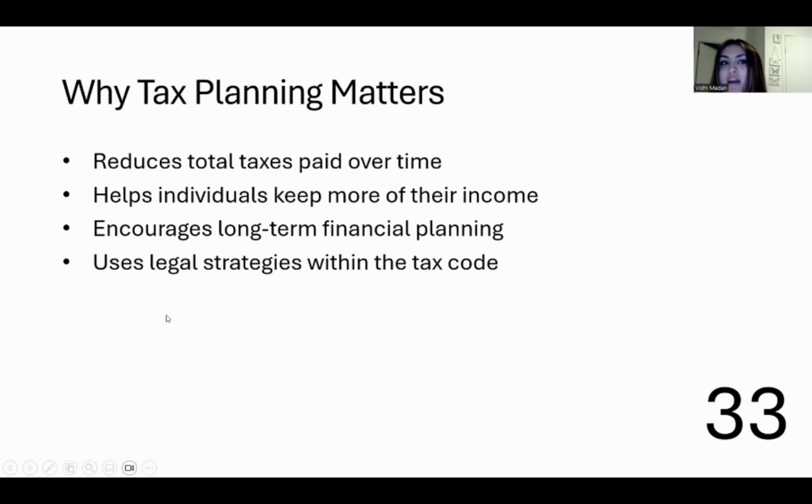Why does tax planning matter? It reduces total taxes paid over time, helps individuals keep more of their income, encourages long-term financial planning, and uses legal strategies within the tax code. Overall, in our entire presentation, and learning objective 6, it shows how effective tax planning is about understanding how the tax system works and using legal strategies to minimize taxes. These tax strategies highlight why planning ahead is essential for building and protecting wealth.